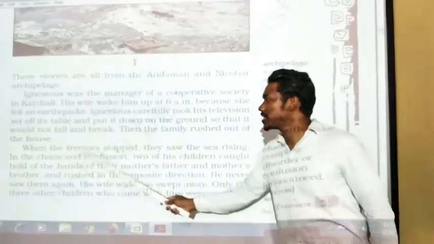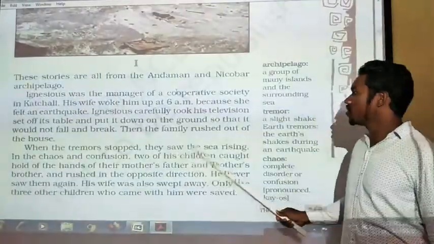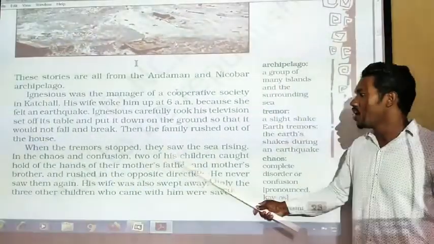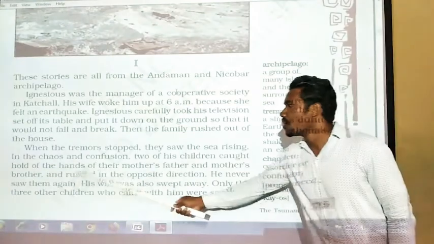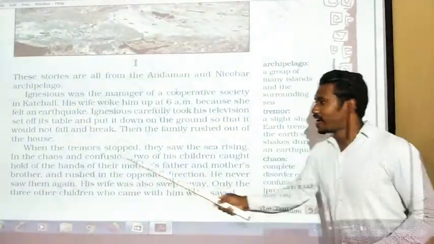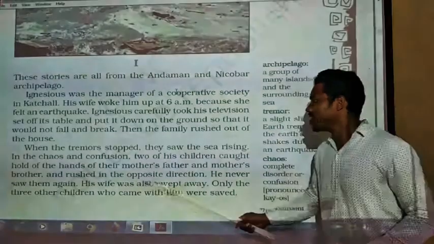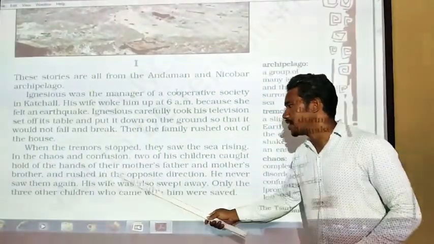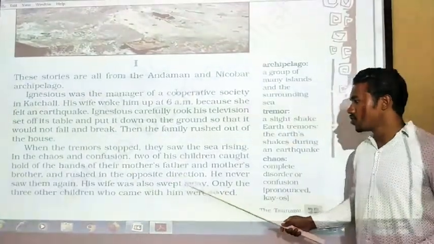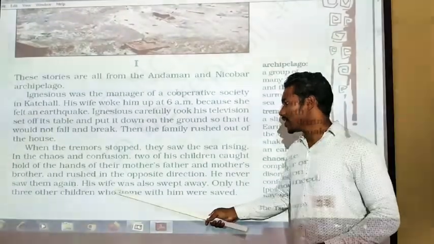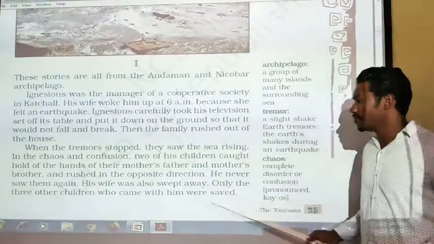Then when the tremor stopped, they saw the sea rising in the chaos and confusion. 2 of his children caught hold of the hands of their mother's father and mother's brother and rushed in the opposite directions. Okay, he never saw them again. His wife was also swept away. Only the 3 other children who came with him were saved.